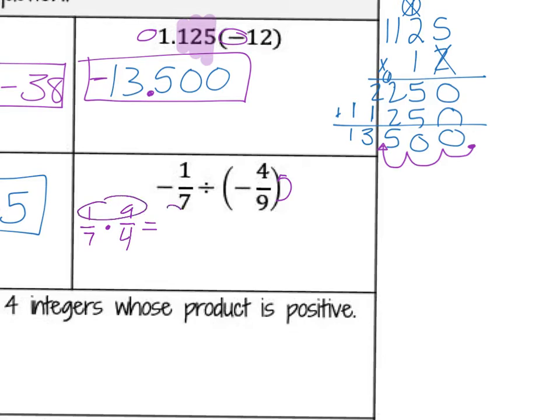1 times 9 is 9. 7 times 4 is 28. Okay, then a negative divided by a negative is a positive. 9 over 28. 9 and 28 don't share anything. So we are done there.